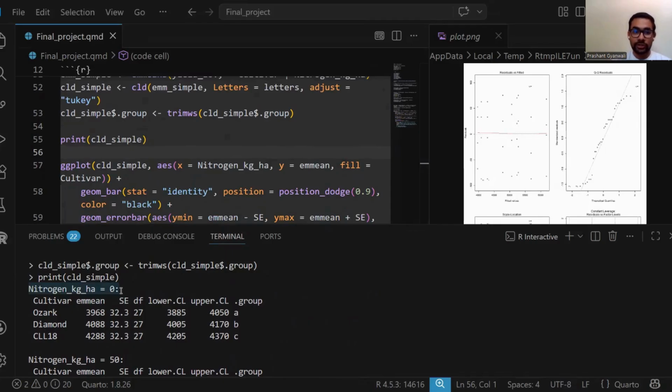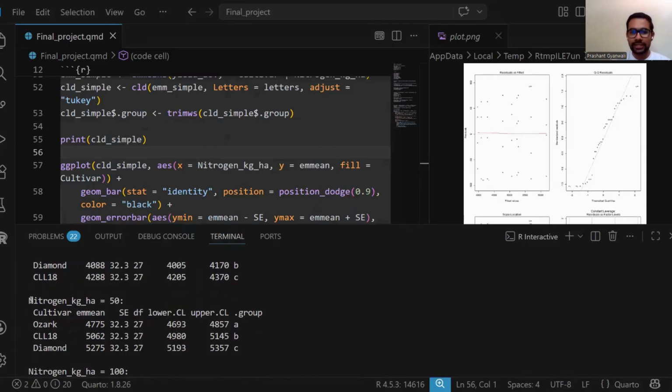So here, under the nitrogen 0 kilograms per hectare, we can see that Ozark was the worst performing with the lowest means, but CLL 18 was the best performing. But then under the 50 kilograms per hectare nitrogen dose, Diamond took the lead with 5,275. Ozark still remained in the last position, and then CLL 18 was the second place.